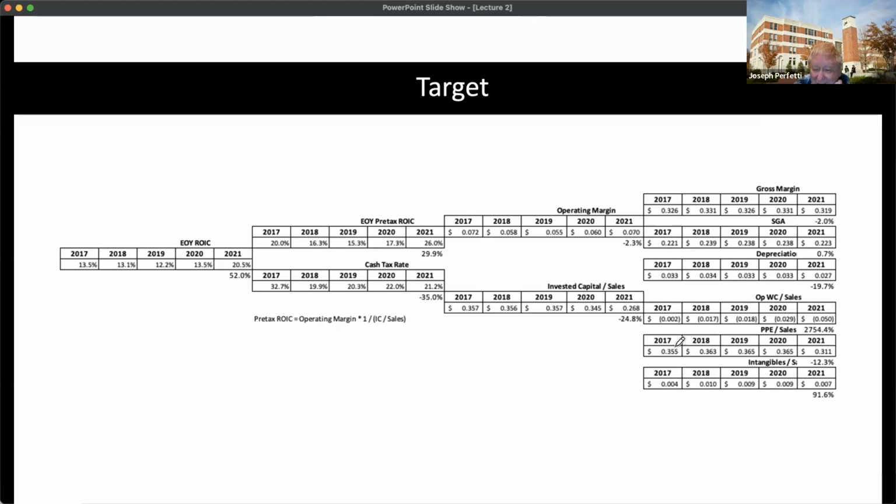PP&E to sales, 35 to 31. They got store productivity. They got more revenue out of their stores without adding a lot of stores. So spending 4 cents less on stores, and they got 5 cents out of working capital. That's the 9 cents. And their acquisitions were negligible. They don't buy anybody.